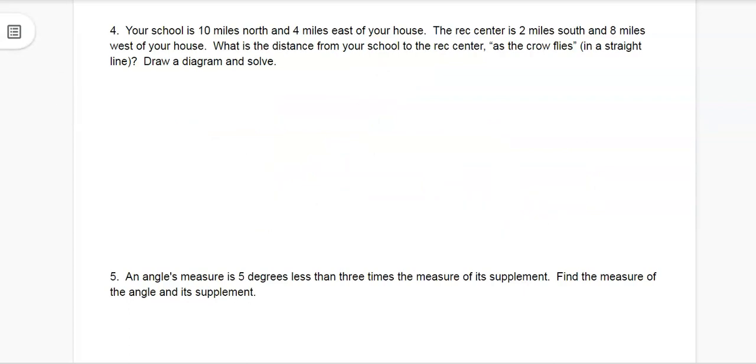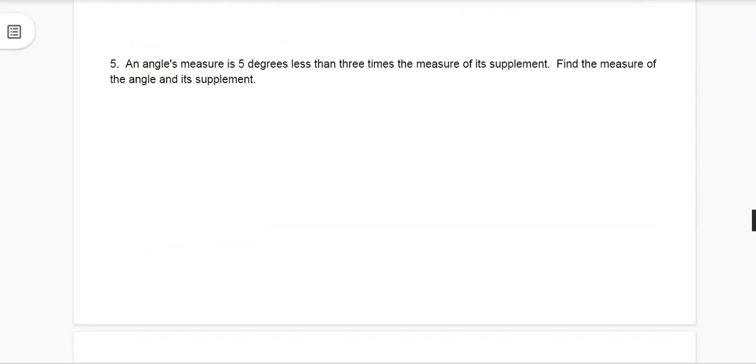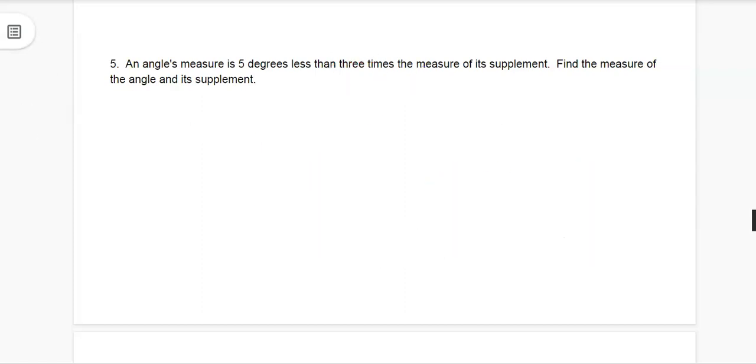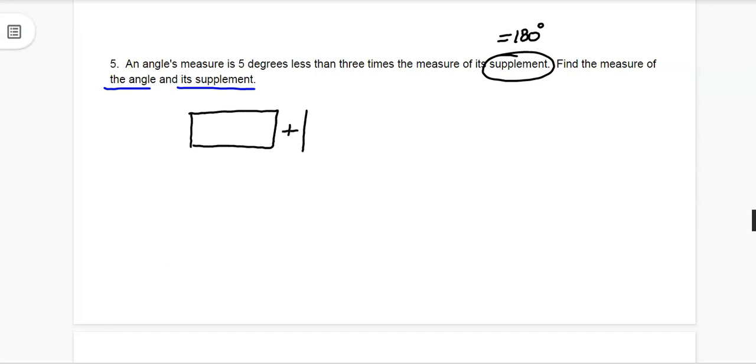Number 5, an angle's measure is 5 degrees less than 3 times the measure of its supplement. Find the measure of the angle and its supplement. So we need to find the angle and the supplement. Well, we kind of did a few of these in our notes and on our homework. So first thing we need to figure out here is supplement equals 180. Remember, complement's 90, supplement's 180. So I know that I have something plus something equals 180.